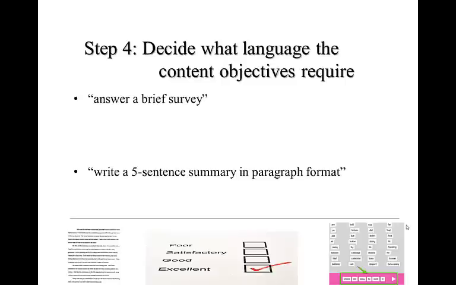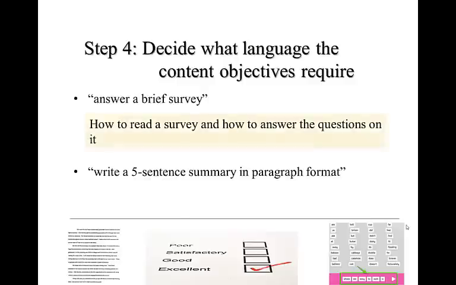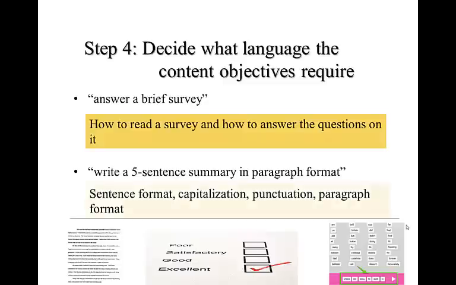What kind of language do students in this class need to answer and to write? In the first case, reading skills and practice with answer format will be necessary. For the second, students might need instruction on how to create sentences and paragraphs.